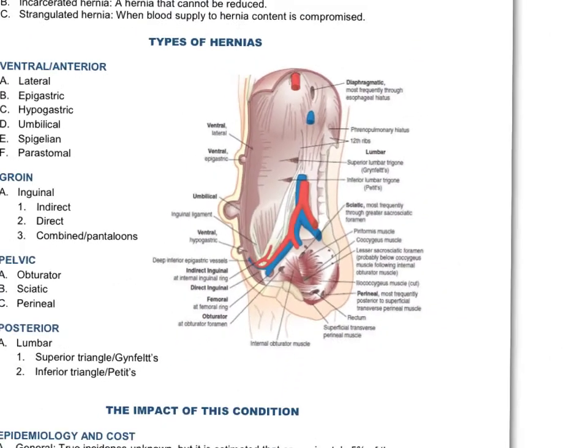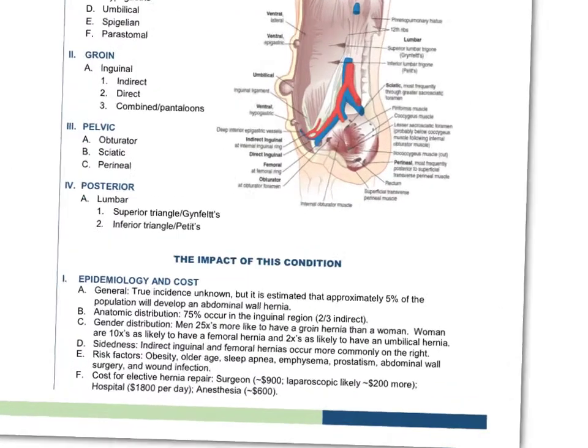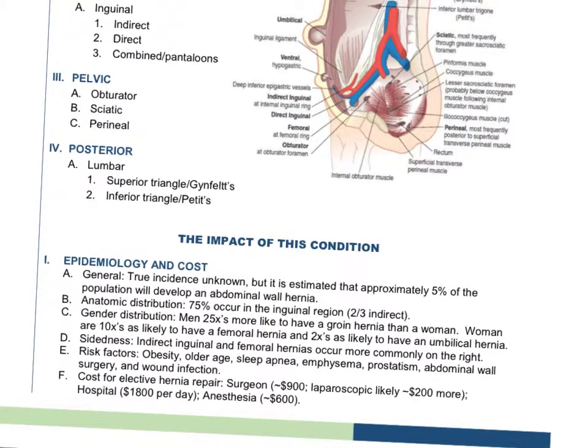Alright, and then to take a step back and consider why it's important to talk about this as a subject: although the true incidence is not known, it's estimated that up to 5% of the population will at some point in their lives develop an abdominal wall hernia. And that's a rather broad classification. To note, about 75% of abdominal wall hernias occur in the inguinal region, with a great proportion of those being indirect, and I'll mention more definitions along this line later on.